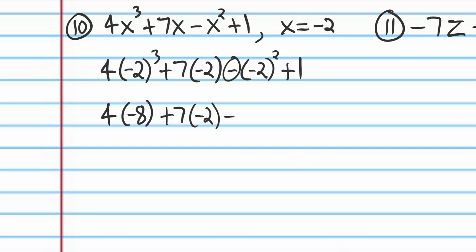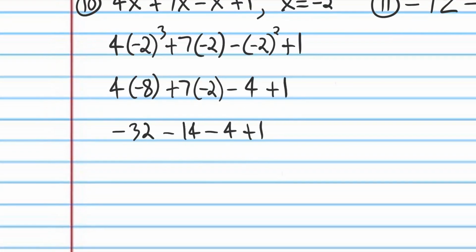So again, this negative is not raised to the second power. Only that which is in the parentheses is raised to the second power. So negative 2 to the second power is 4. And 4 times negative 8 is negative 32. And 7 times negative 2 is negative 14. Negative 32 minus 14 is negative 46. Negative 46 minus 4 is negative 50. Negative 50 plus 1 is negative 49.